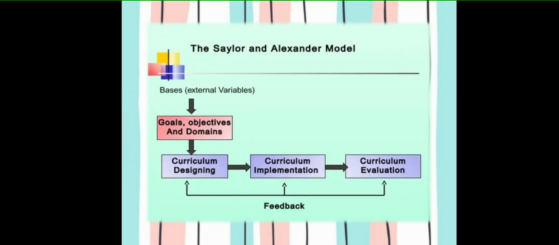The Saylor and Alexander model. Its basis: external variables. First one is goals, objectives, and domains. It contains also curriculum designing, curriculum implementation, and curriculum evaluation. This tree was called feedback.